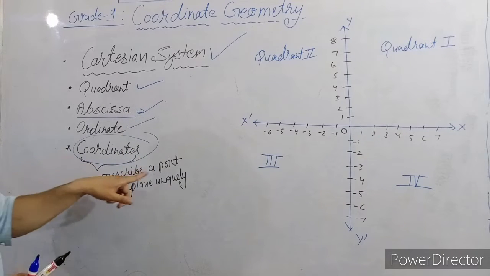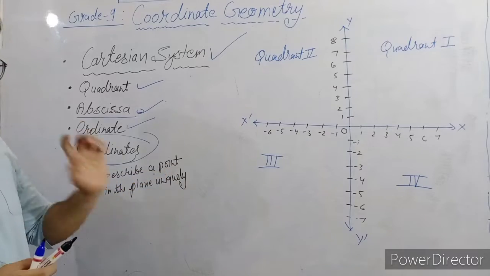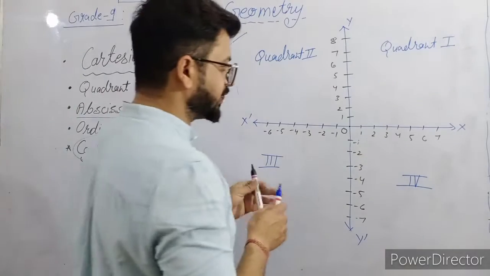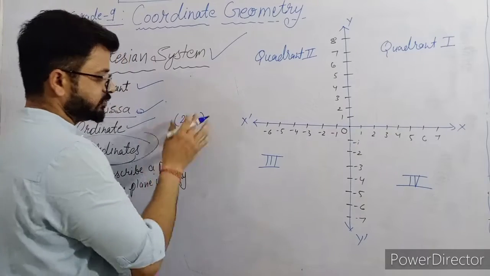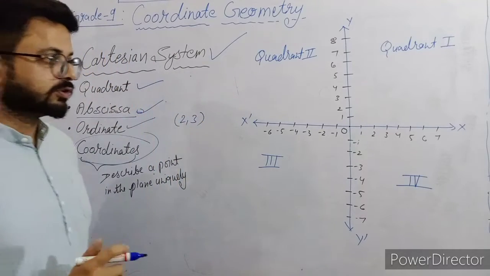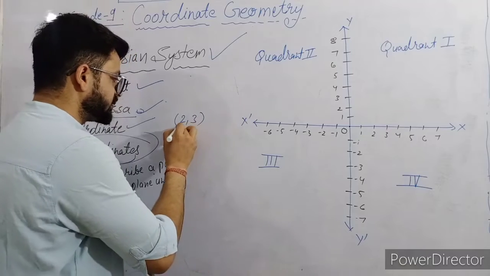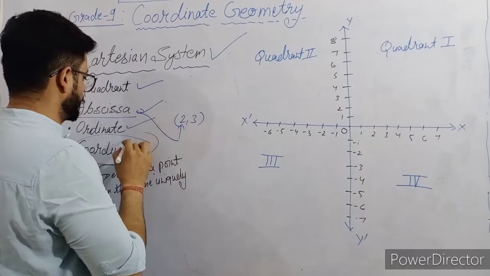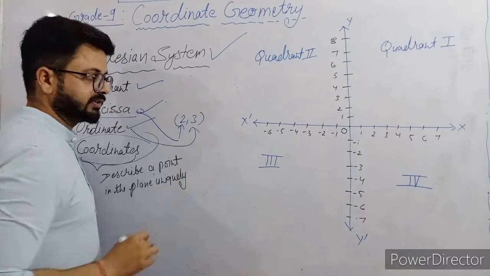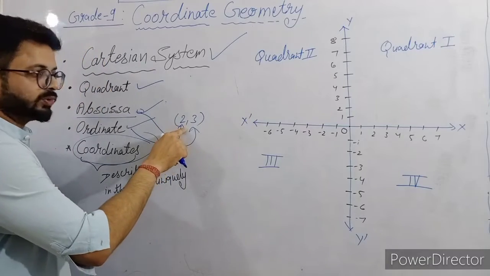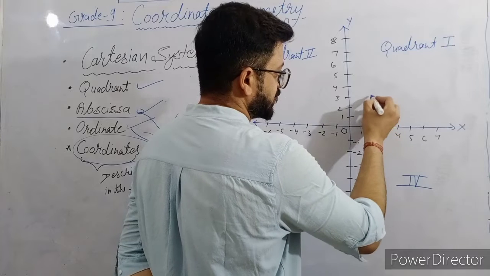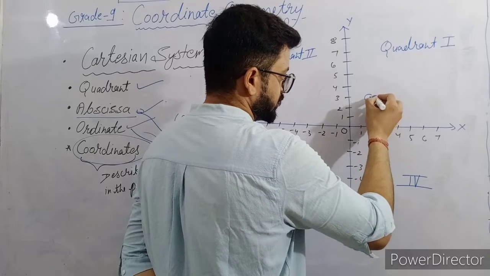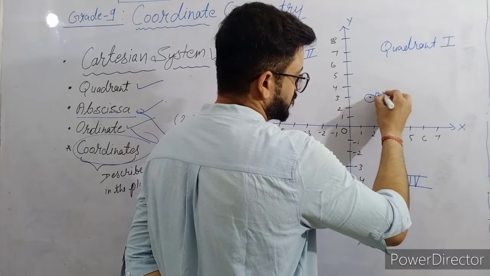Coordinates describe a point in the plane uniquely. What is the meaning of coordinate? Suppose in a bracket we write 2, 3. The first is the abscissa and the second is the ordinate. So first, abscissa means 2 units, so we will go 2 on here, and then 3 up. This point is 2, 3.